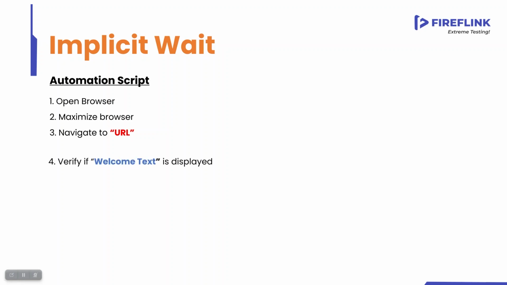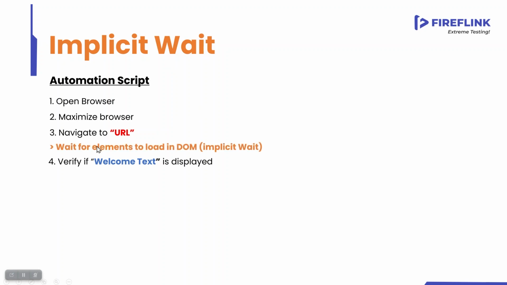I have to verify the welcome text, right? Now the welcome text should be displayed. So before the welcome text is displayed, it should be loaded in the particular application, right? Now, how do I tell this automation script to wait for this particular element to load and then verify whether it is displaying or not? When I say I want to wait for the particular element to load, I'll be using something called an implicit wait.